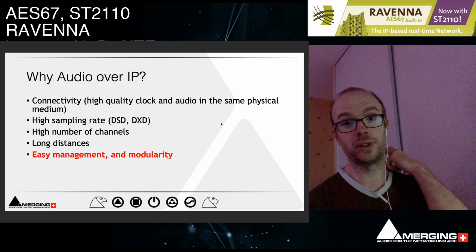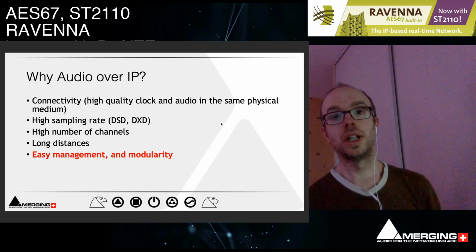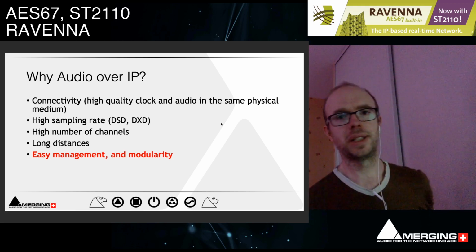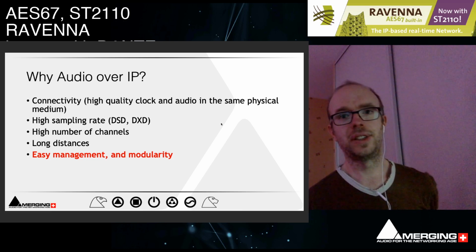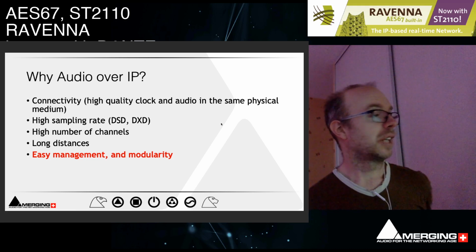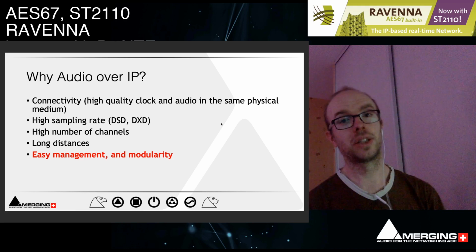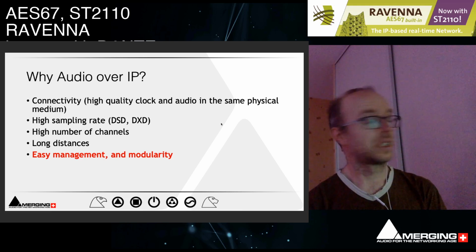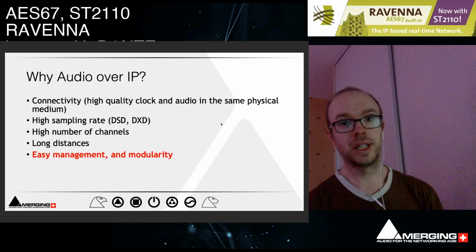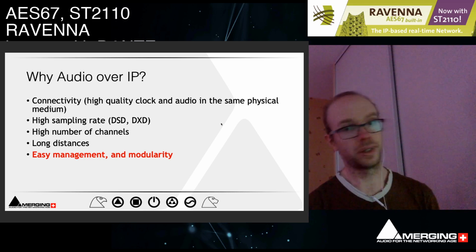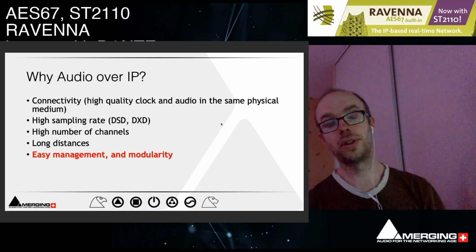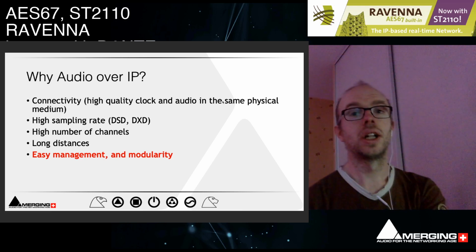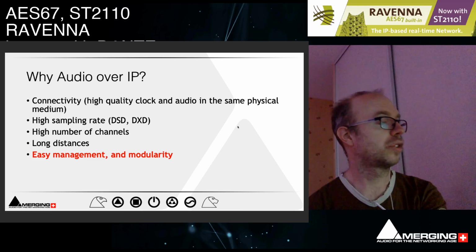You can also have a high number of channels. So this one, of course, is limited by the overall bandwidth of the Ethernet that you're using. But with a 1 gigabit Ethernet, even in DSD or DXD, you can go above hundreds of channels. And of course, it's using long cables that can run long distances, so up to 100 meters. And the network provides easy management and a lot of modularity. So for instance, we have customers that are buying one unit and then stacking other units, and they see the whole network as a single input and output matrix for their Pyramix or whatever digital audio workstation they are using.